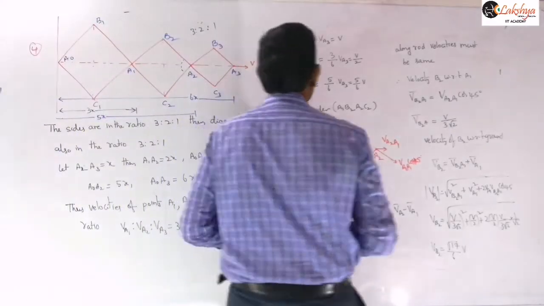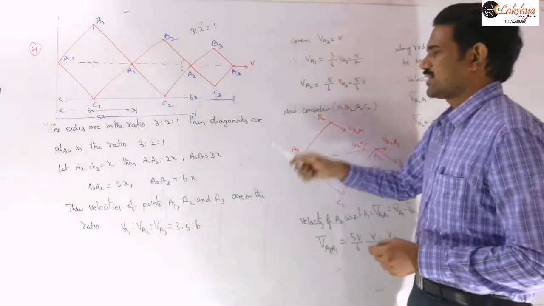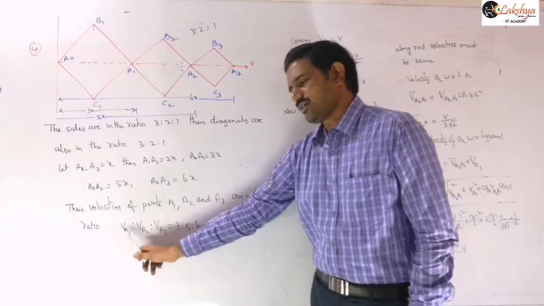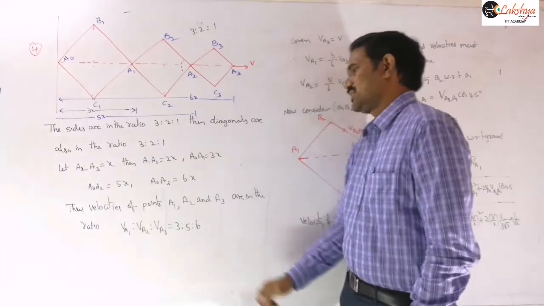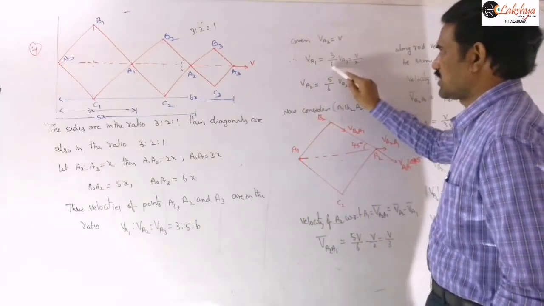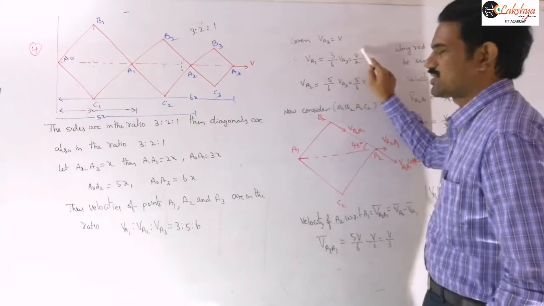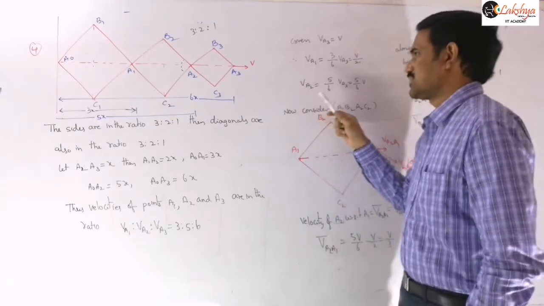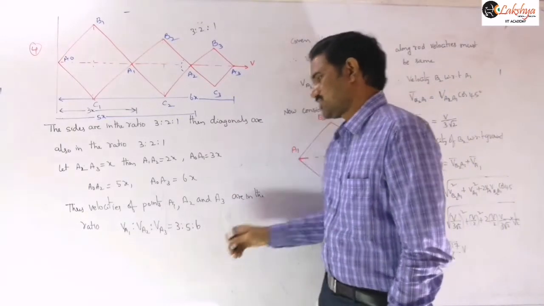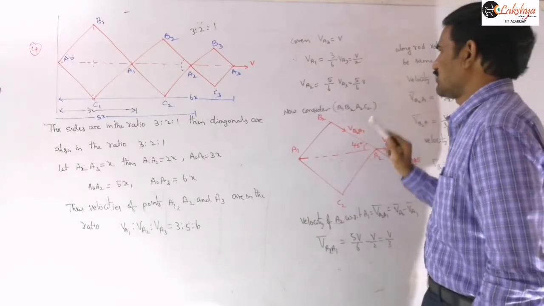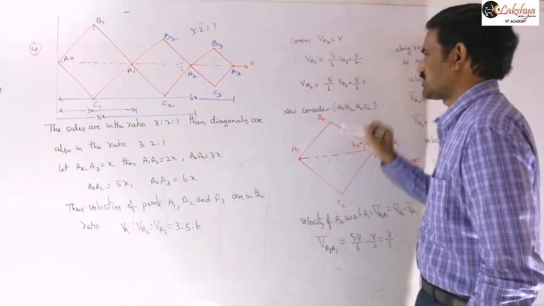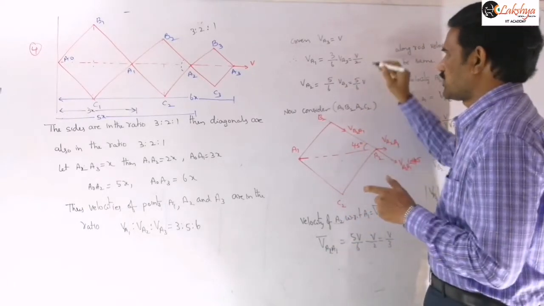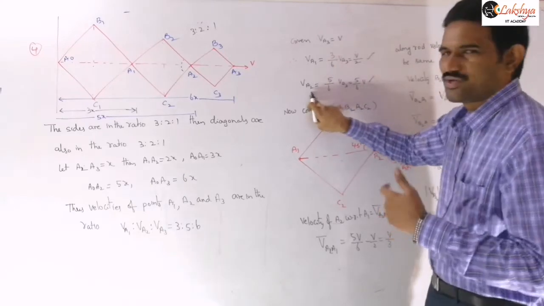Velocity of A1 we can write simply by using this ratio. If you take the ratio between VA1 and VA3, you will get 3 by 6. So 3 by 6 into VA3, and VA3 is already V, so VA1 equals V by 2. Then VA2, similarly, you take the ratio 5 is to 6, so VA2 can be written as 5 by 6 into V, right? So that is the velocities of these points. Velocities of A1 and A2 are already completed.